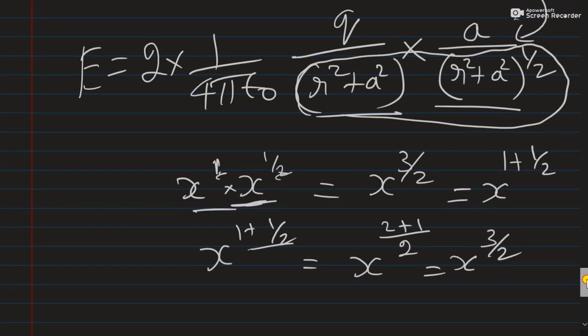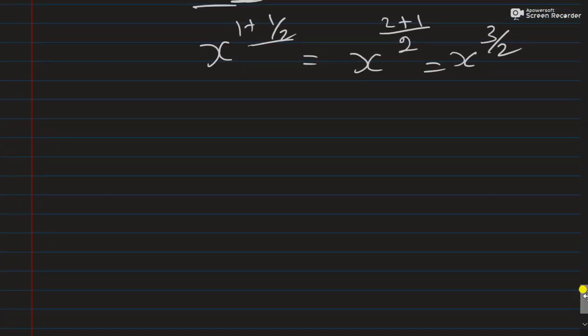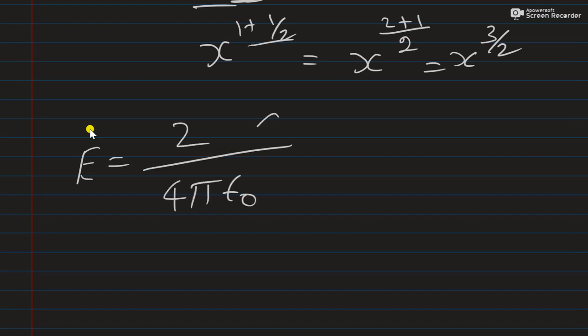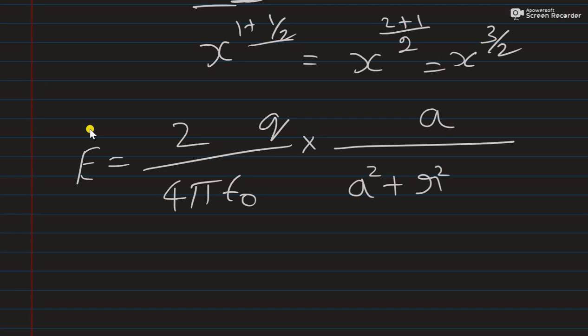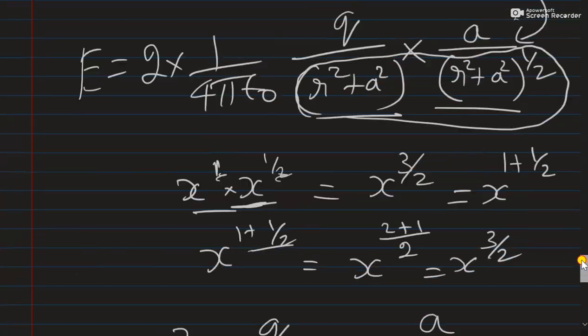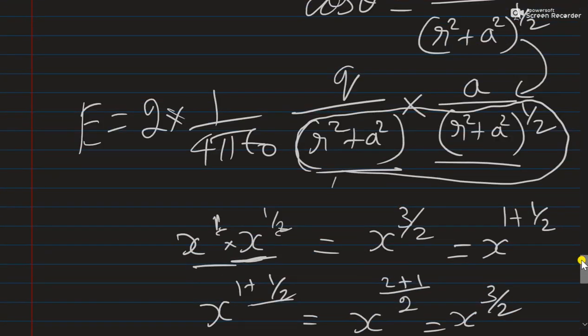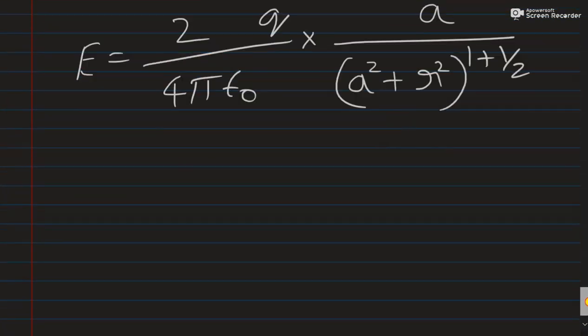R square plus A square 3 by 2. Yeah, it is very good. So, when we are multiplying, we will get E is equal to 2 divided by 4 pi epsilon naught q into cos theta only, I wrote A divided by A square plus R square, 1 plus 1 by 2, which is going to be 3 by 2. Just we multiplied both the equations. If you want to multiply these, just add the powers. Here the power is 1, here 1 by 2, just add both the powers, which is going to be 3 by 2.